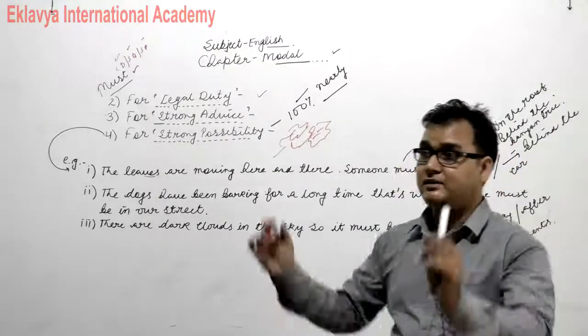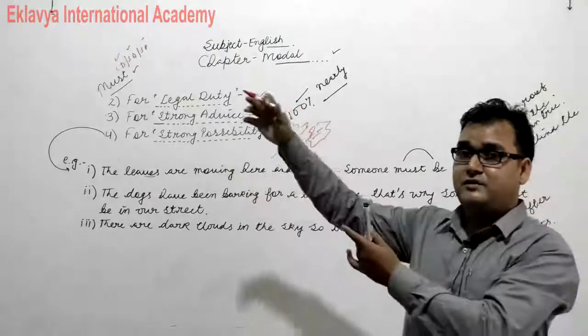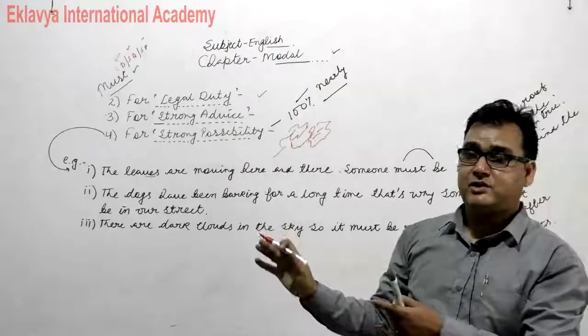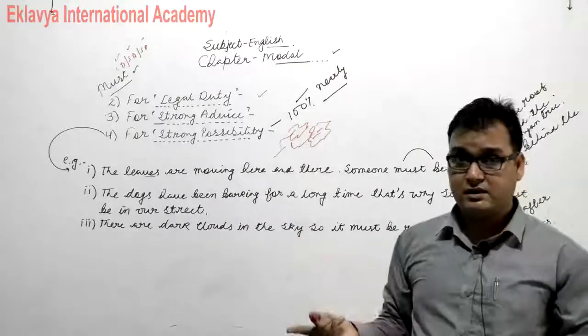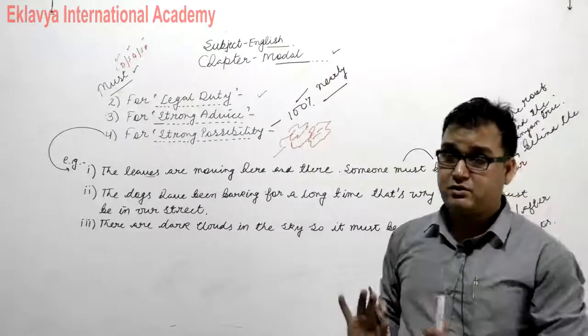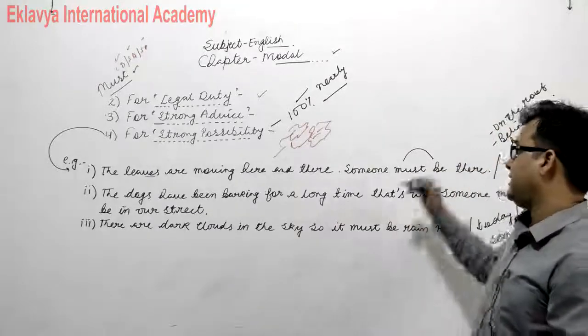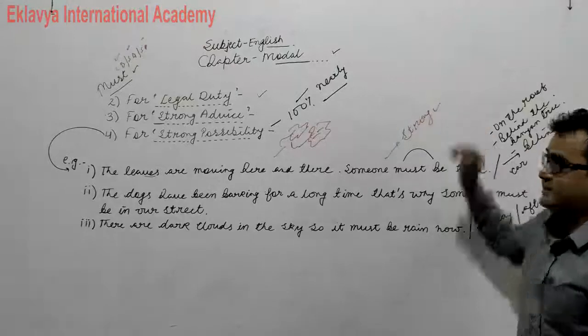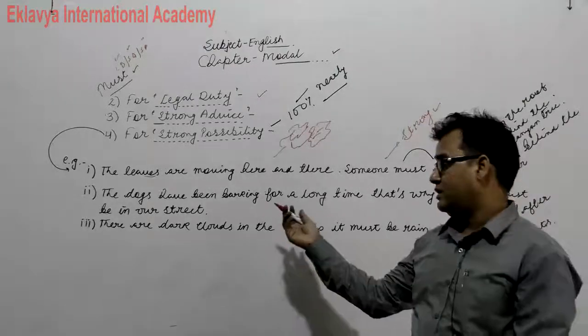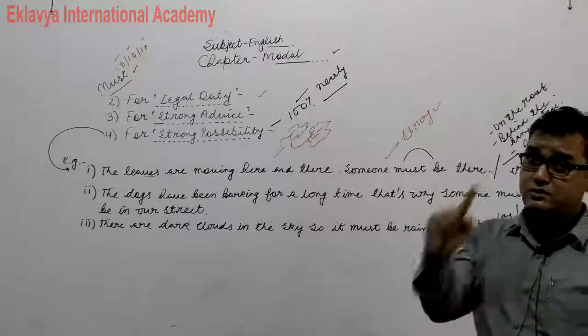Okay, the rest of the leaves of the other trees are very still in nature, but the leaves of that tree are moving here and there. Someone must be there. Someone or other must definitely be there, and the possibility of their being there, how is it? Strong. Someone must be there.